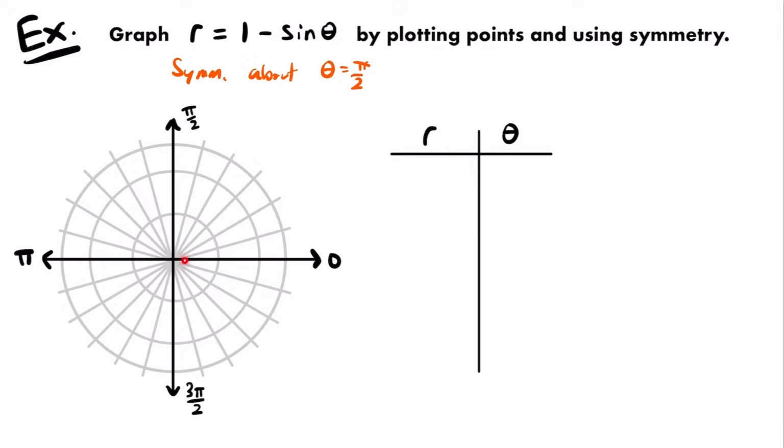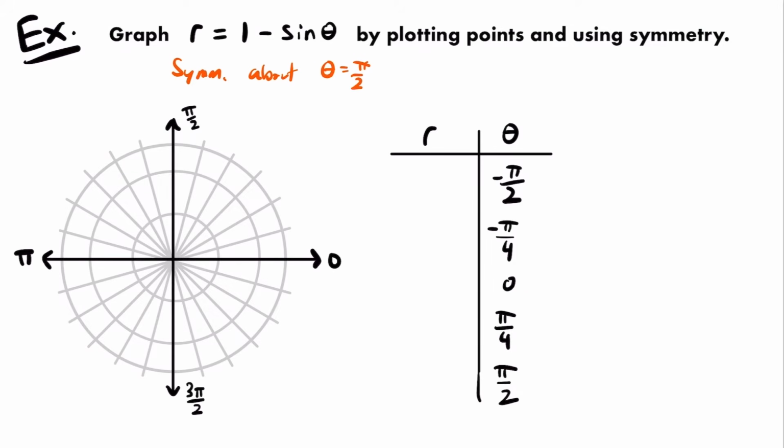Right, so this angle right here is the same as negative pi divided by 2. That's the first angle I'm going to use. Then we'll look at this angle right here, which is halfway between 0 and negative pi divided by 2. That will be negative pi divided by 4. Then we'll look at this angle of 0. And then I'm going to look at the positive versions of pi divided by 4 and pi divided by 2.